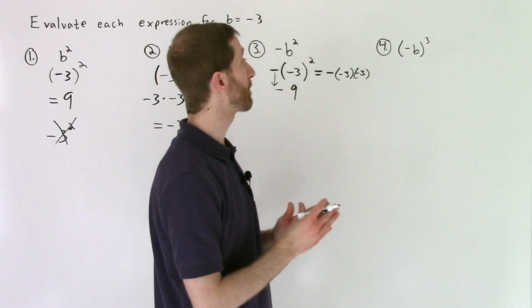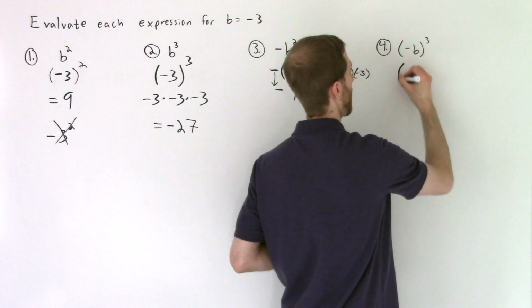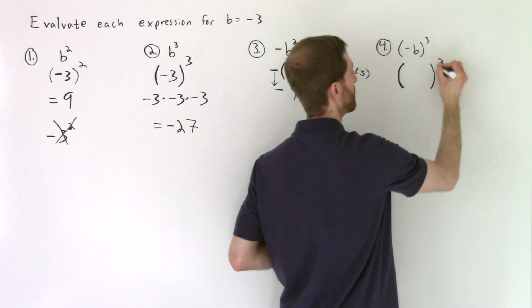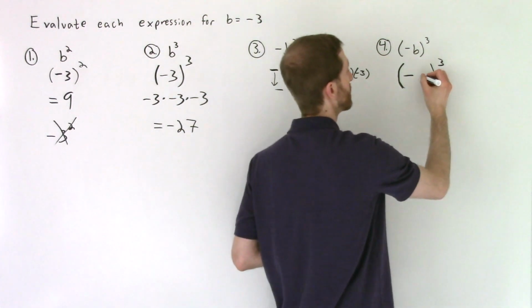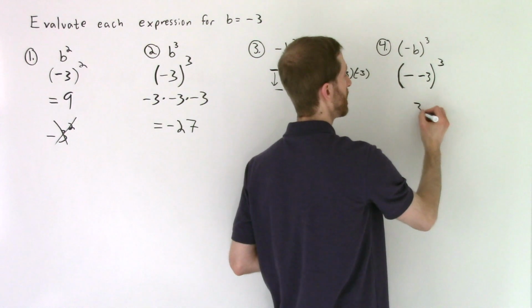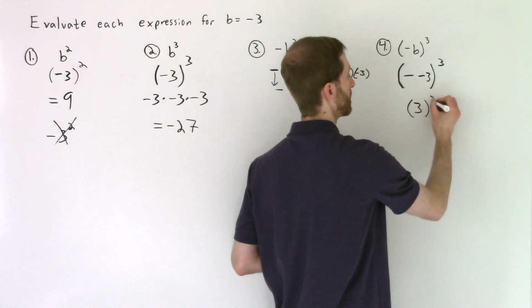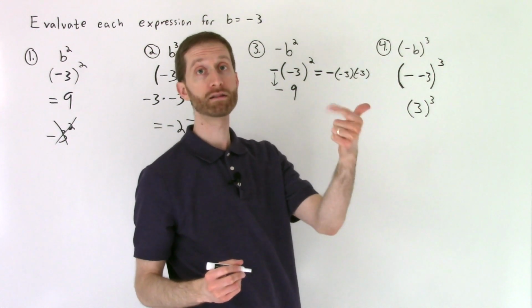In this case, the opposite of b is in the parentheses. So I'm going to write it like this. We've got your parentheses cubed. The opposite sign comes down from there, and then we've got minus 3 that we're plugging in. So you've got the opposite of minus 3, which is going to be 3. And then you're going to cube it. And that's 3 times 3 times 3, which is 9.